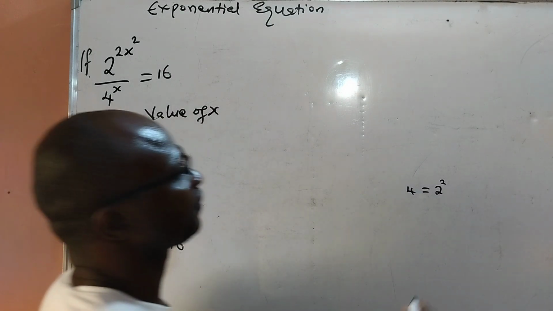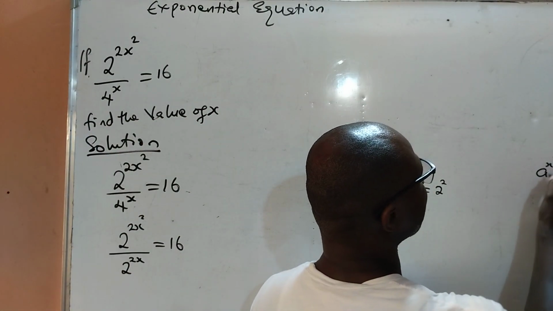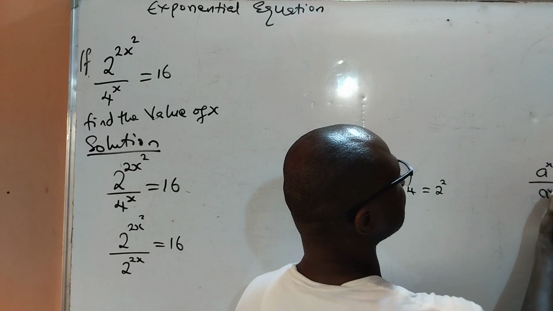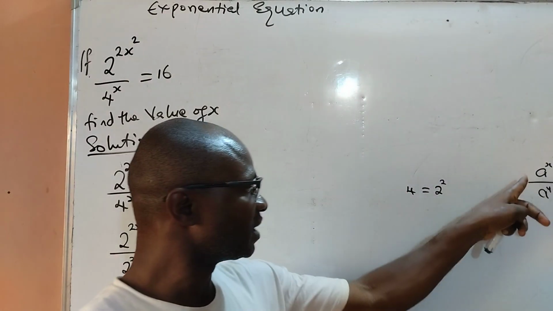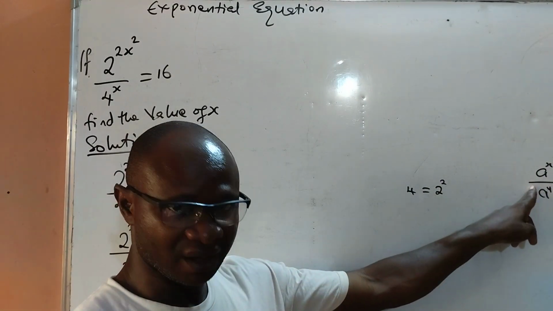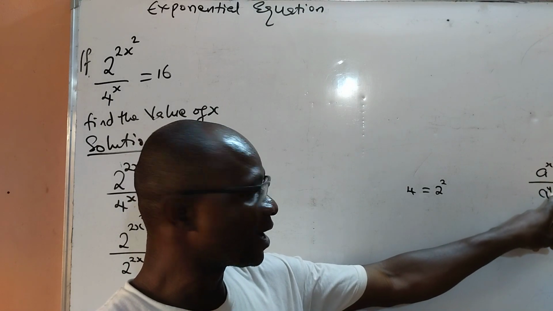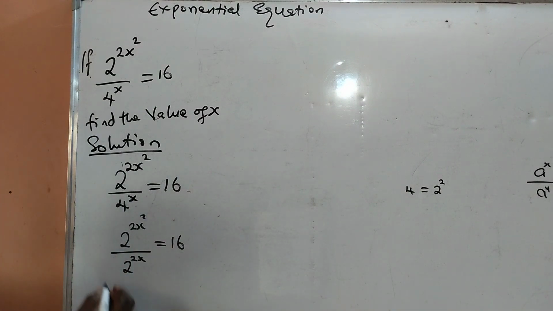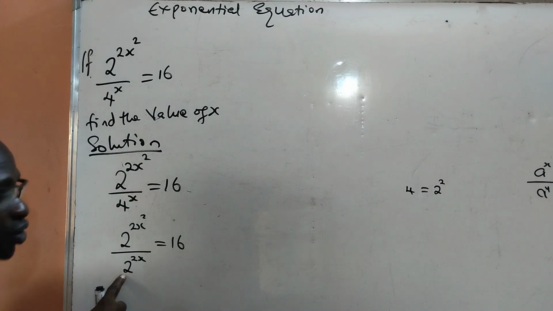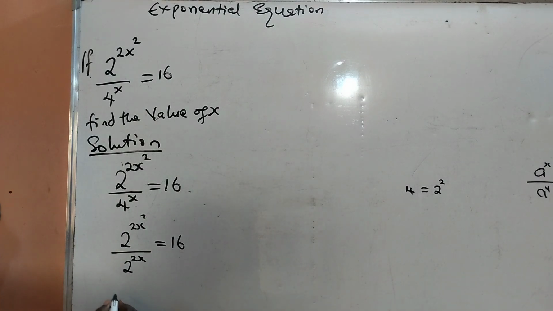Alright, by law of indices, if I have a raised to the power x all over a raised to the power y, it is the same as a raised to the power x minus y. Once the bases are the same and it is dividing, then we subtract the power of the denominator from the power of the numerator. And that means from here, the bases are the same. The base of the numerator is 2. The base of the denominator is 2. So I am going to subtract the powers to get 2 raised to the power 2x². Then, okay, let me put it this way.